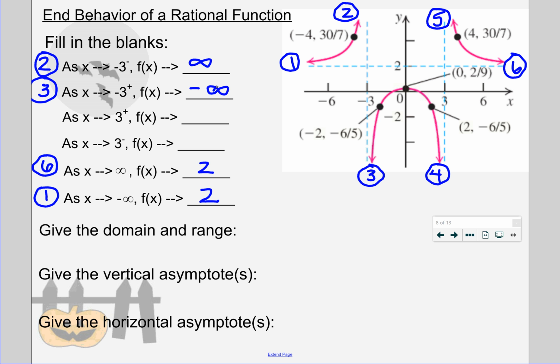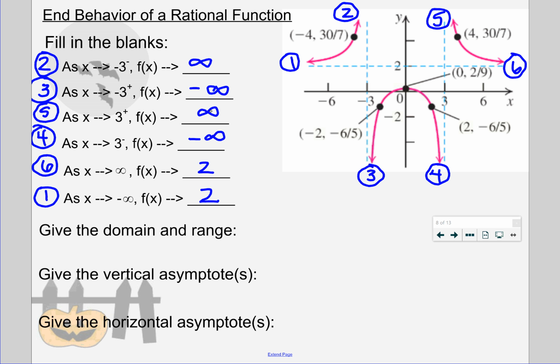End behavior number 4 is on the left side of 3. So I'm looking for x approaches 3 with a negative. Right there. My y is going down, negative infinity. And finally, end behavior number 5 is on the right side of 3. So I'm looking for x approaches 3 with a little plus in the exponent. It's the last guy I have here. And that guy's going up, positive infinity. Okay.